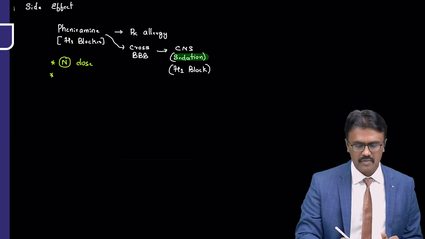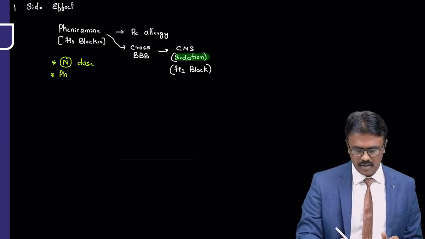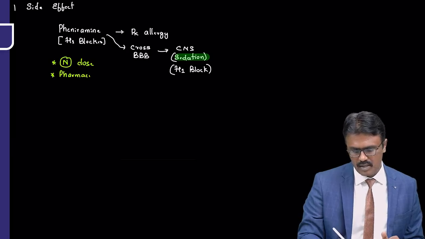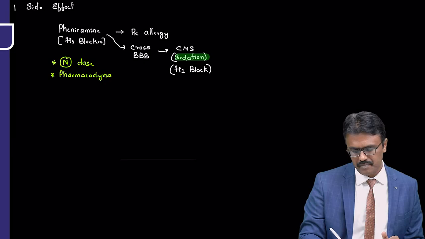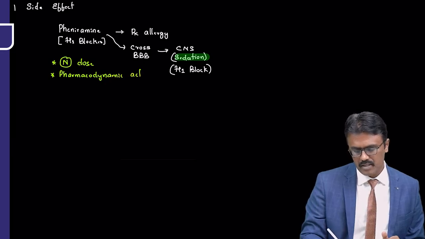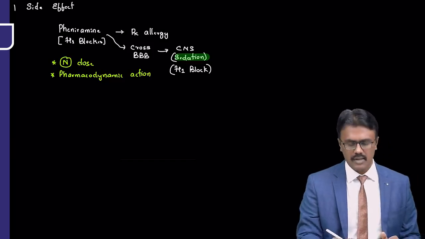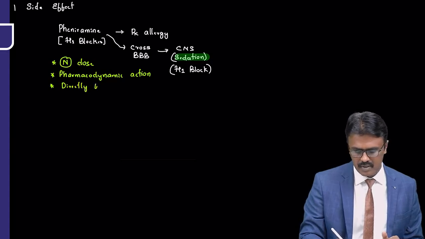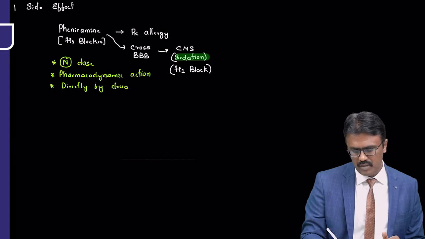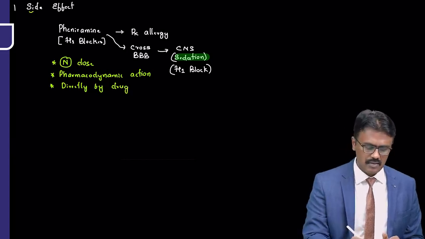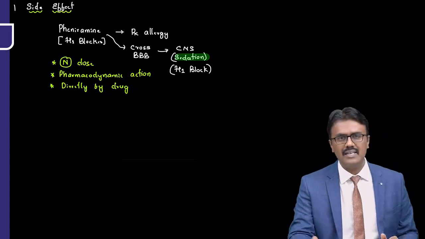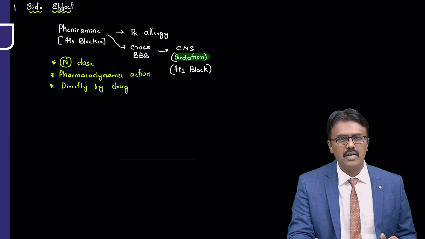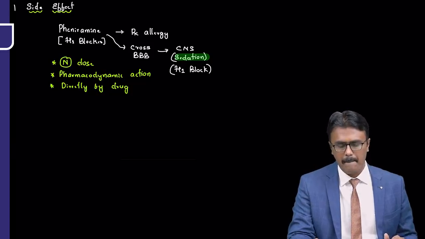Normal dose. Is it because of the drug? Yes, it is because of the pharmacodynamic action of the drug. Is it produced directly by the drug or indirectly by the drug? Obviously, it is directly by the drug. So, if all the three are satisfied, then we call this problem or adverse effect a side effect. So it should be used at normal dose, should be an extension of pharmacodynamic action, and it should be directly by the drug.